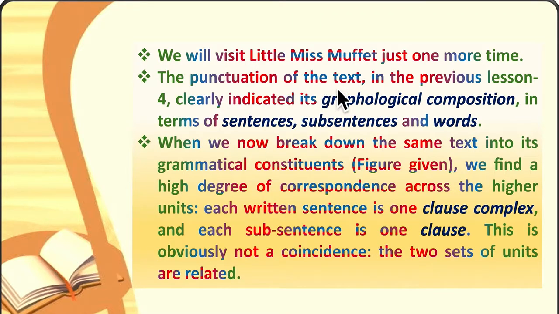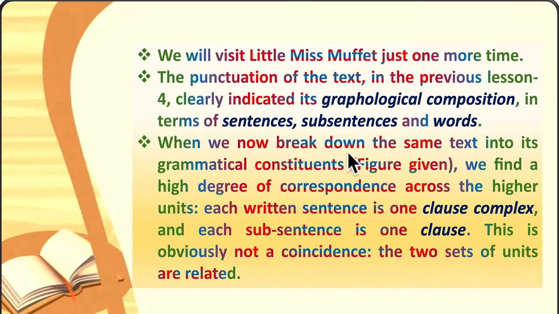The punctuation of the text in the previous lesson 4 clearly indicated its graphological composition in terms of sentences, sub-sentences and words. If you go back to lesson number 4, we talked about graphological composition, and we came to know how we have sentences, and within sentences we have sub-sentences, within sub-sentences we have words, and how punctuations are used, how words are used, and so on.